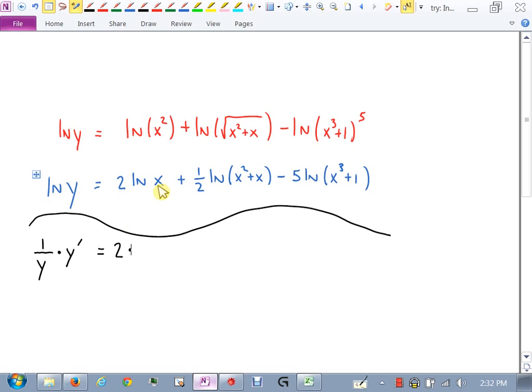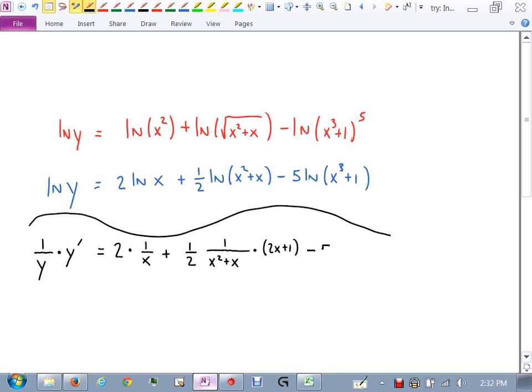What is the derivative of natural log x? 1 over x. Done, right? Plus 1/2. What is the derivative of natural log of u? This is our u. 1 over u times the derivative of what was in there, right? What's the derivative of what's in here? 2x plus 1. And then I'm done, right, with that part? That's the derivative of this.